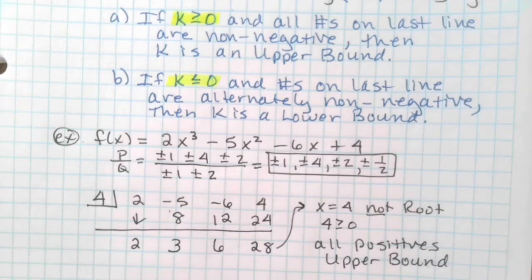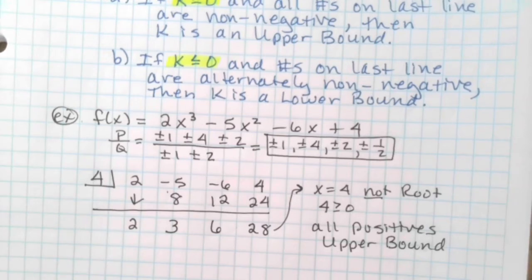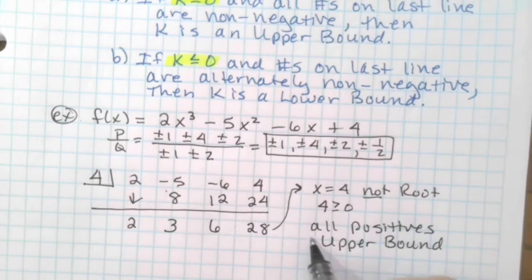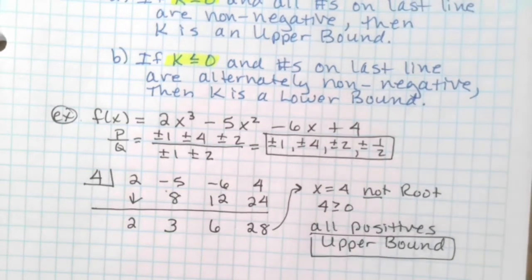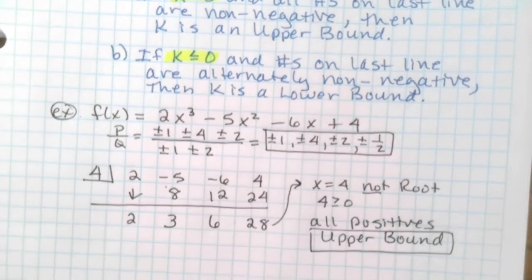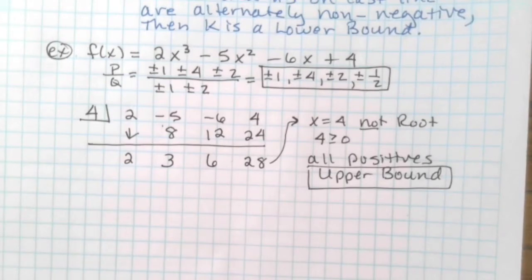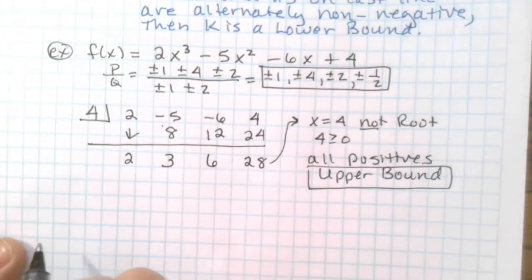There are no roots that are going to be greater than 4, either radical or otherwise. So even though the 4 didn't pan out, it does tell us that it's an upper bound and there's nothing above it, which is good to know. Okay, so we randomly pick another one. We're going to divide it out.